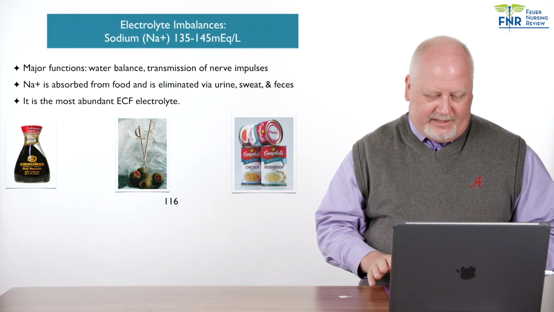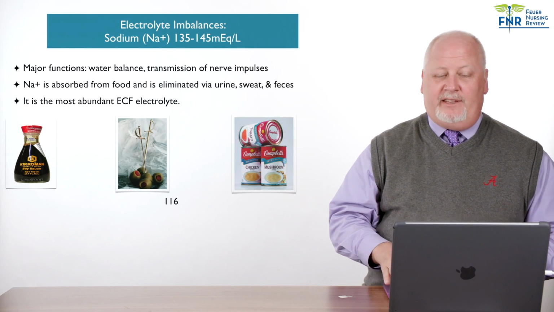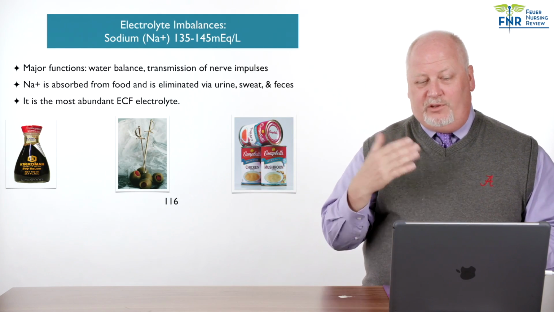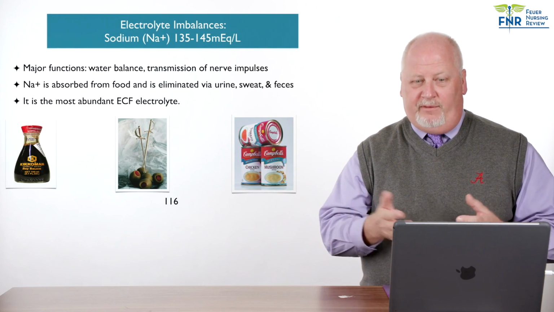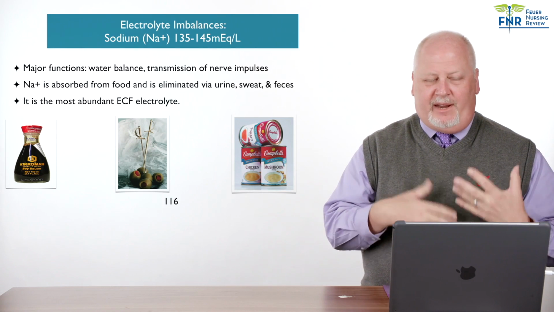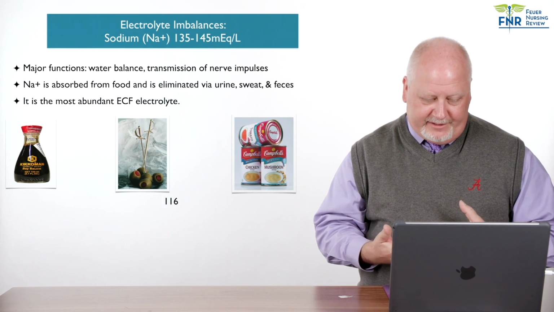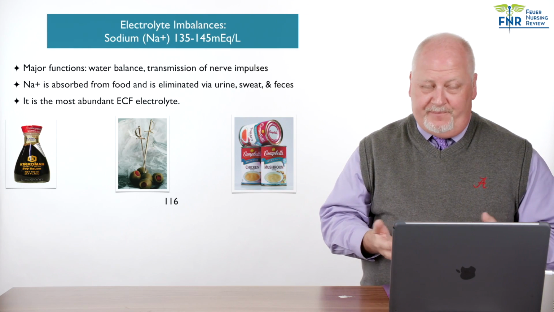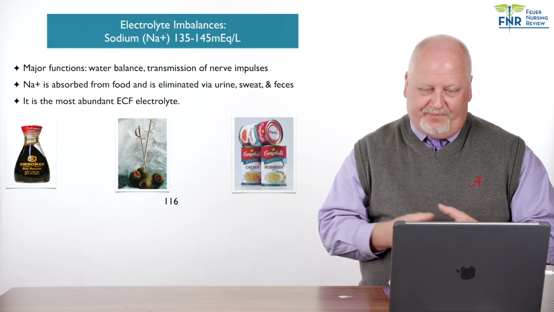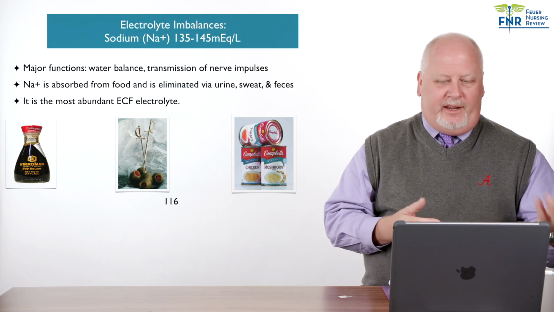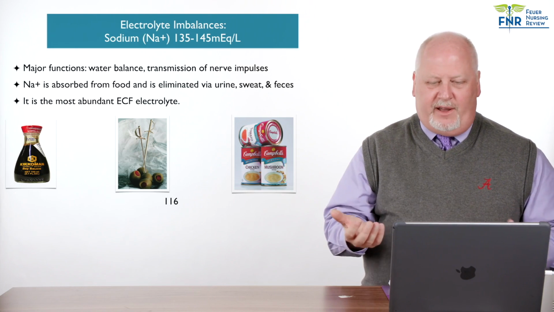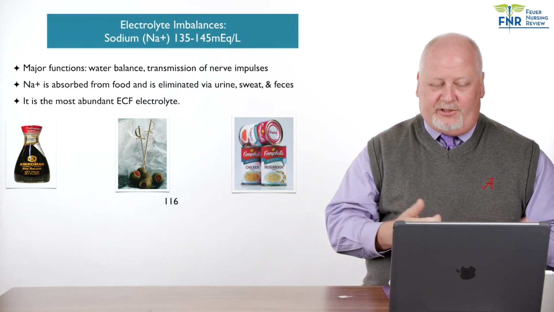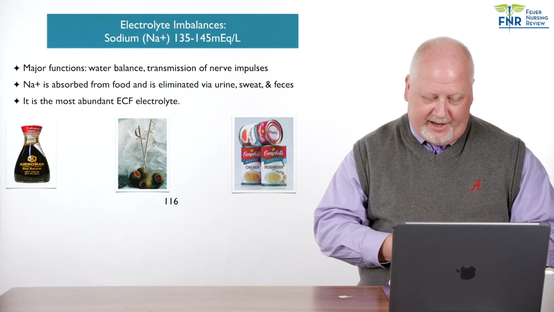So electrolyte imbalances, we're going to start with potassium. So there you have your normal range of potassium, 135 to 145, and that's in milliequivalents per liter. We talked about how sodium is involved in water balance. Sodium is absorbed from food and then eliminated by the body, whether it's from voiding, from diaphoresis or sweating, or having a bowel movement. It's the most abundant extracellular electrolyte.